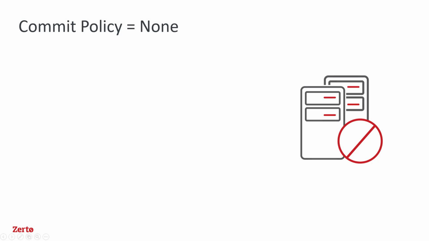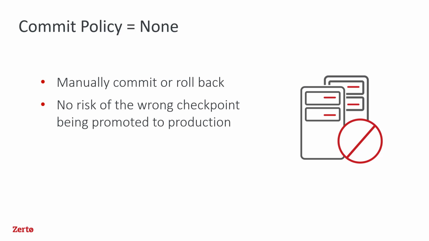When none is selected, after validating the failed over or moved VMs, you'll need to manually commit or roll back the operation. In our ransomware example, if we selected none, we'd be able to easily roll back and try a new checkpoint. There would be no risk of the wrong checkpoint being promoted to production. By design, the none policy does not consolidate the journal and base disk automatically.